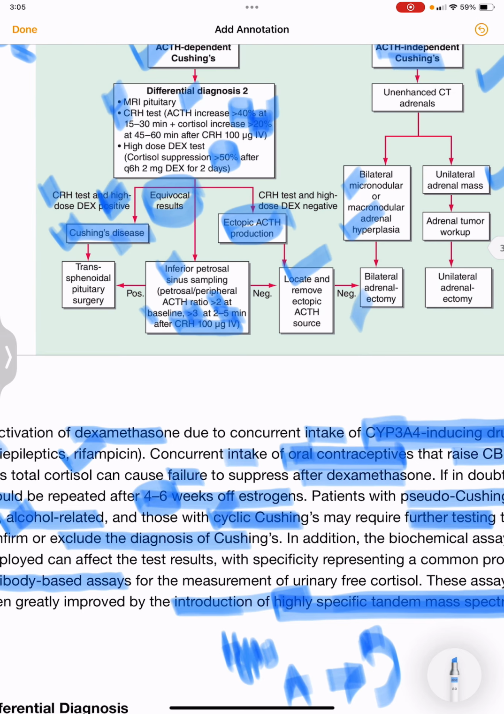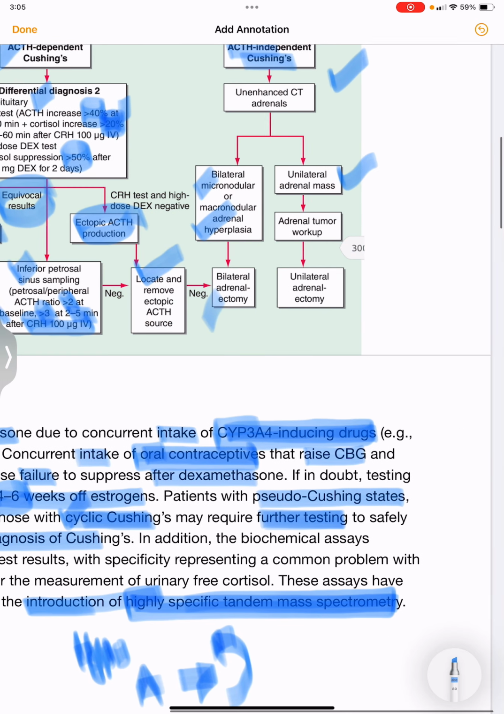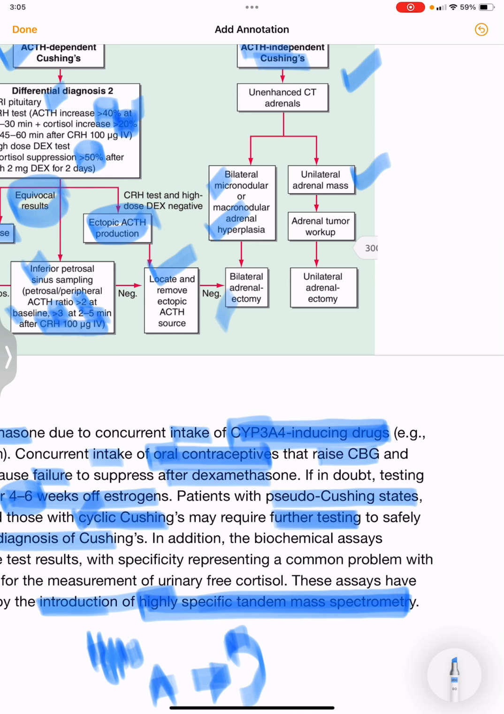If there is Cushing's disease, then what has to be done? Transsphenoidal pituitary surgery has to be done. If there is an adrenal tumor, then what has to be done? Unilateral adrenalectomy has to be done.